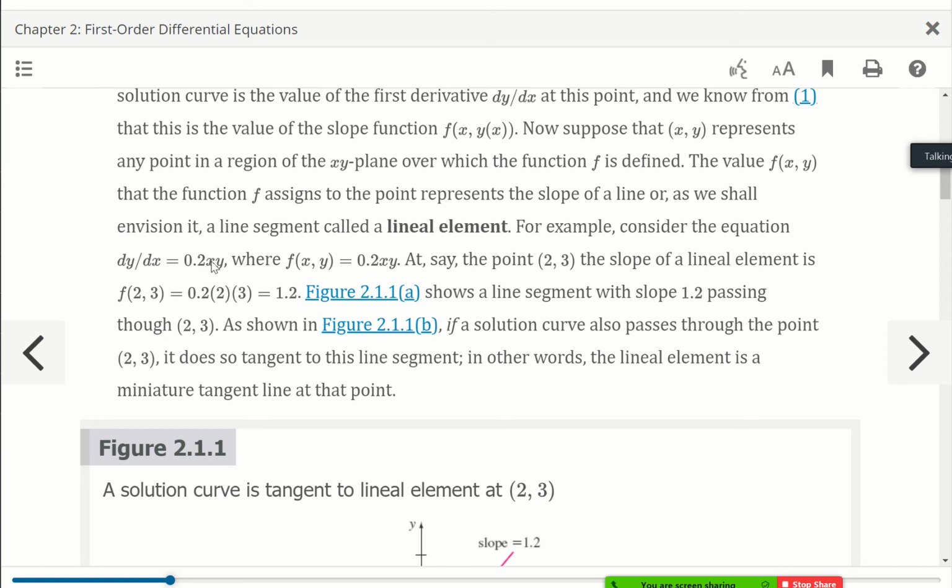For example, let's look at the differential equation dy/dx equals 0.2xy. So here's our dy/dx, and it's this thing on the right hand side. This is our function f of x, y: 0.2xy. If I pick a point, let's just work with the point (2, 3), and plug that into this function f of x, y, that would tell us that the slope of the solution, dy/dx, is going to have the value 1.2 at (2, 3).